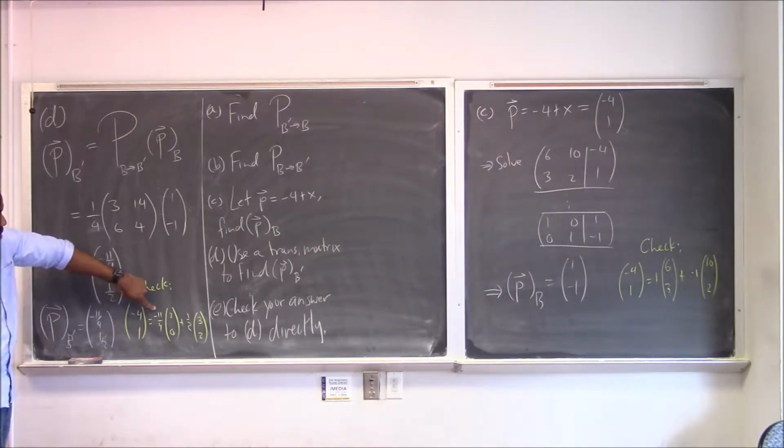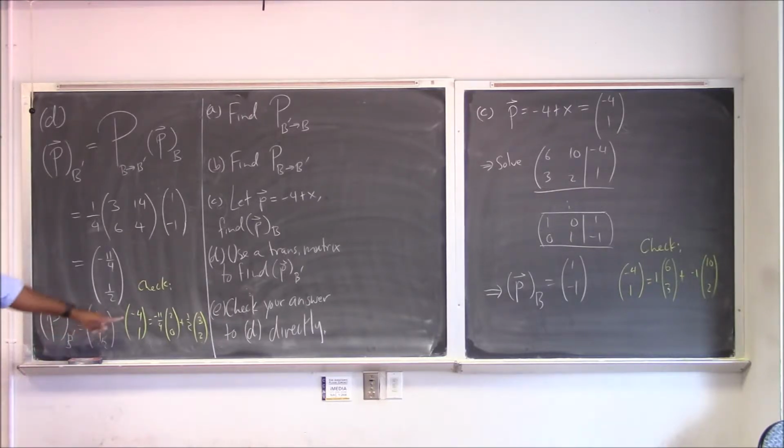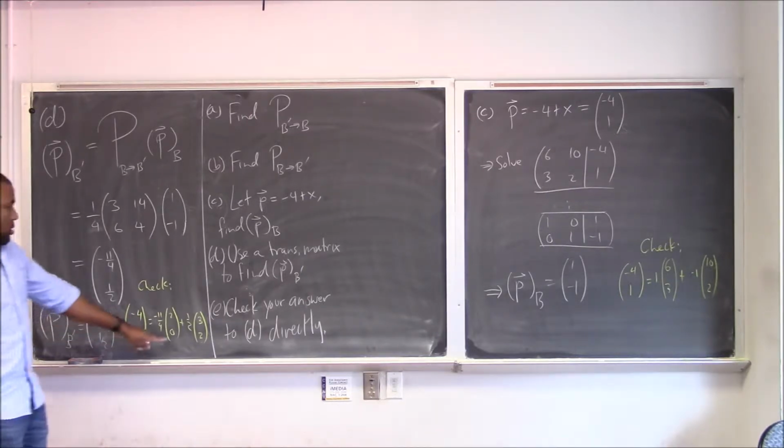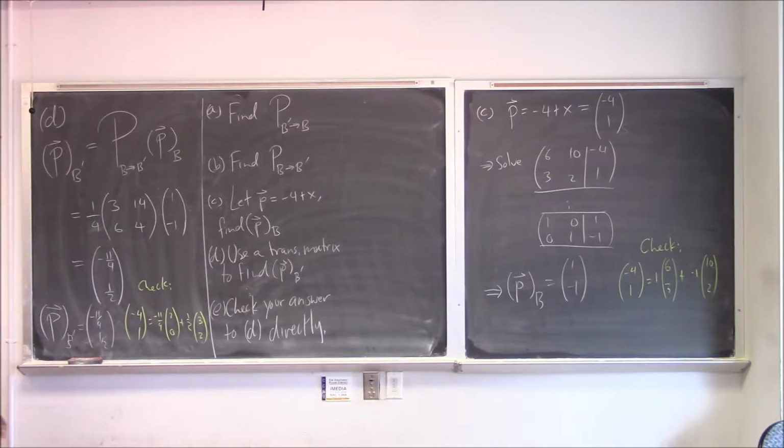So this would be minus 11 over 2 plus 3 over 2. That gives you what? Minus 8 over 2, which is minus 4. This would give us 0, 1/2 plus 2 is 1, so that actually works.